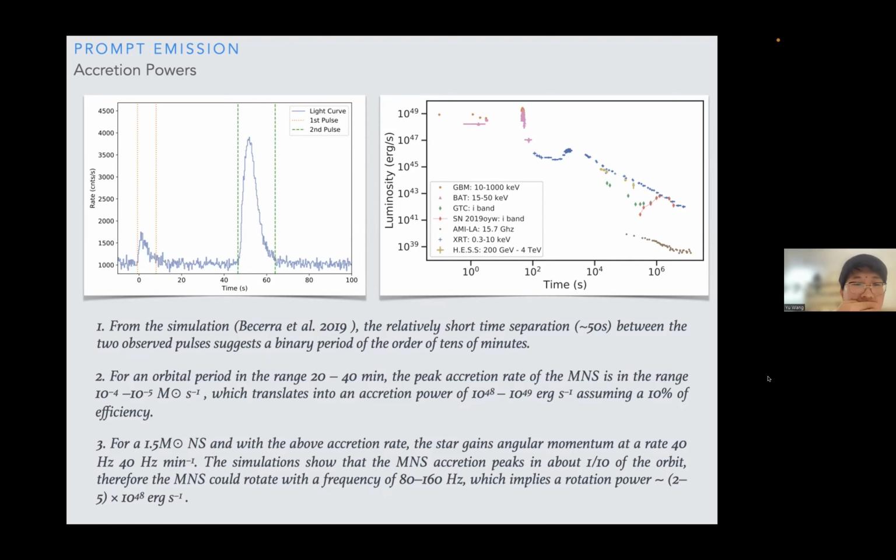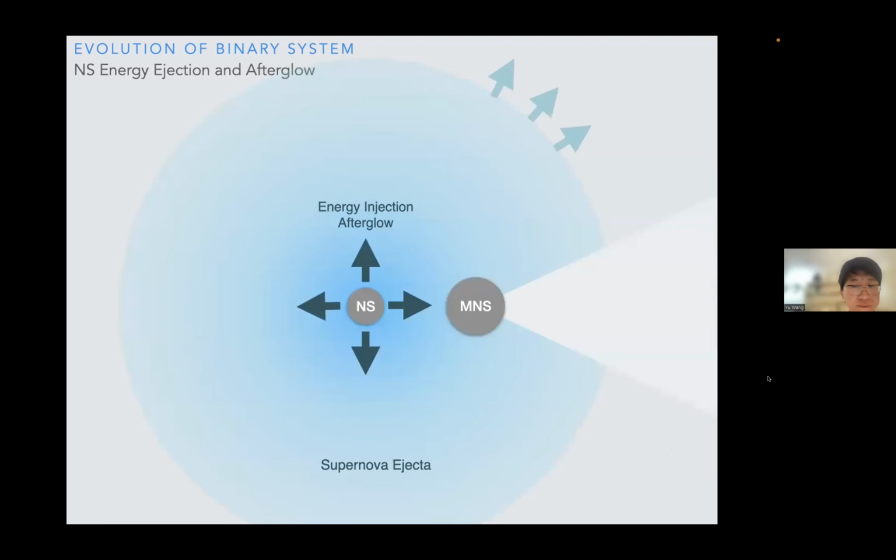So let's have a short conclusion: the first spike, the first pulse, is produced by accretion onto the companion neutron star. Then the second one is accretion onto the new neutron star, the fallback accretion on the new neutron star. And this fallback accretion will continue as a source of energy that powers the afterglow, as well as the spin down of the new neutron star.